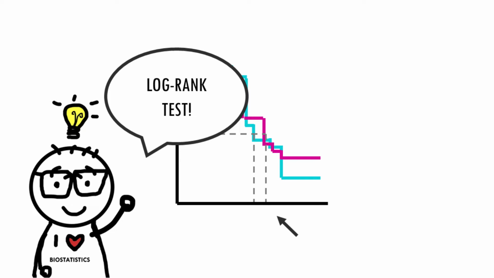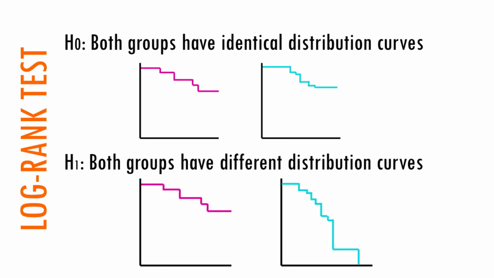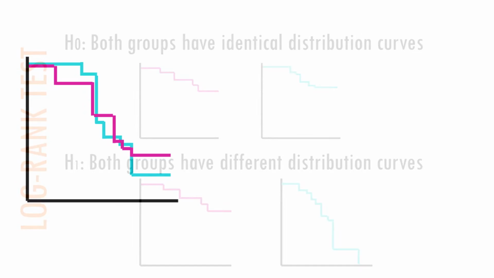Nice. Okay, so before we move on, let's just have a look at the hypotheses in the log-rank test. It is a statistical test after all. So the null hypothesis is that both groups have identical distribution curves. There's not a difference between them. And the alternative hypothesis is that both groups have different distribution curves. In summary, we're testing whether survival curves are identical, overlapping or not, and the test is going to try to reject the null hypothesis.